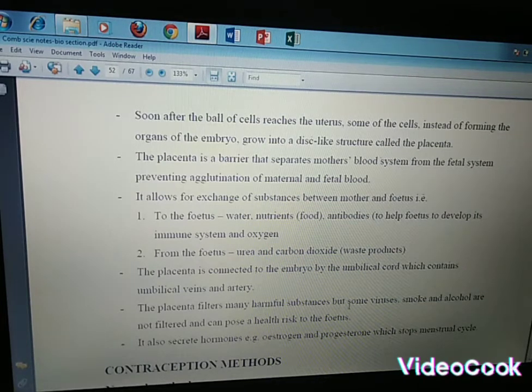It filters many harmful substances, but some viruses, smoke, and alcohol are not filtered. They can actually go to the baby and affect the baby at the end of the day. That's why pregnant moms are advised not to take any kind of medications, any alcohol, and no smoking, because the smoke cannot be filtered, right? And lastly, it also secretes hormones, for example, estrogen and progesterone, which stop the menstrual cycle, right? During pregnancy, the menstrual cycle stops. You will not be having any of your periods for the 9 months of pregnancy.